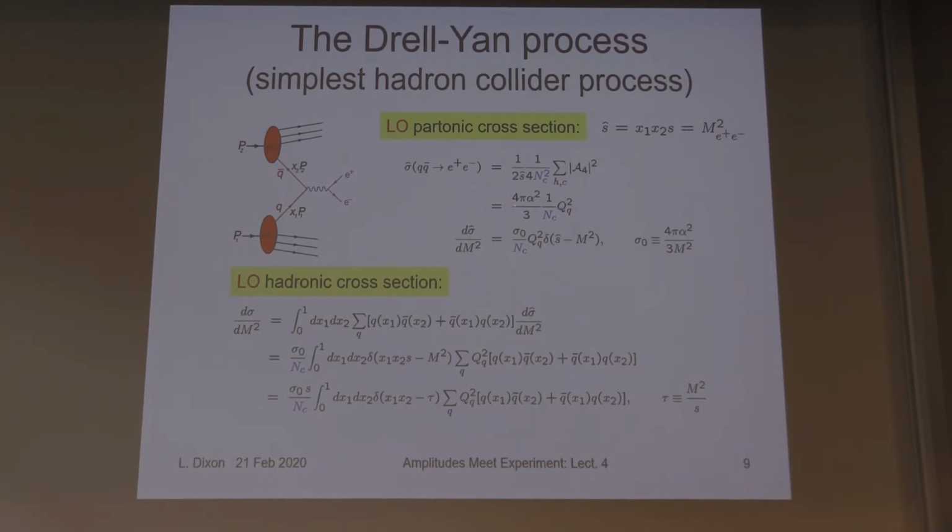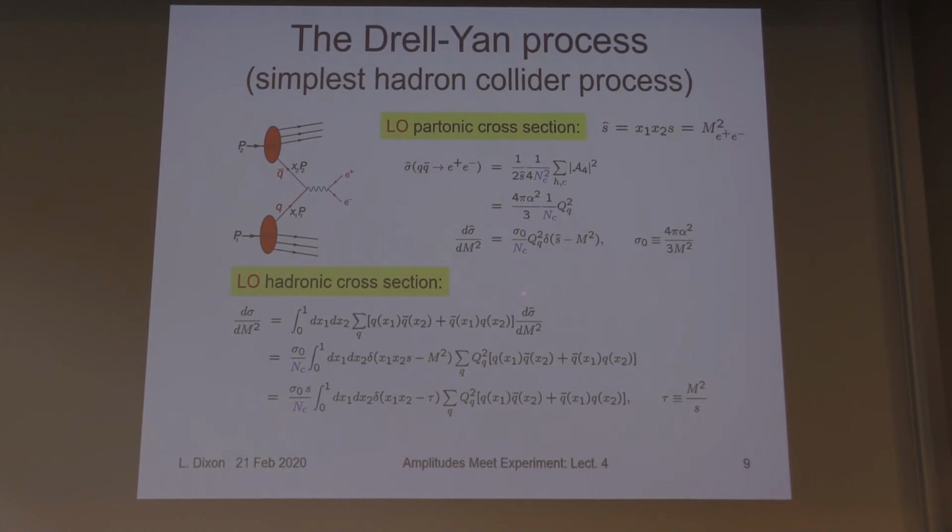So that can be translated into a differential cross-section in the mass, which involves this commonly defined sigma 0, which has a 1 over m squared in it, and then this prefactor, where we usually keep the quark charge out of it. And it has a delta function in that the partonic center of mass energy, s hat, has to be exactly equal to the mass squared of the lepton pair.